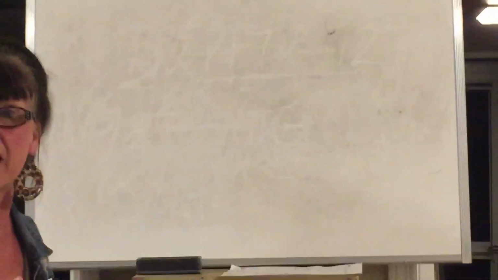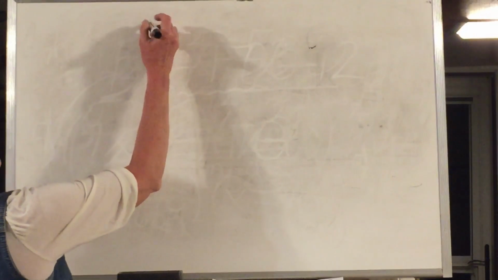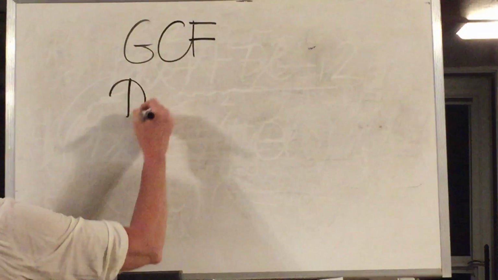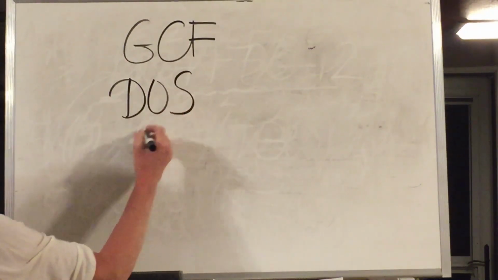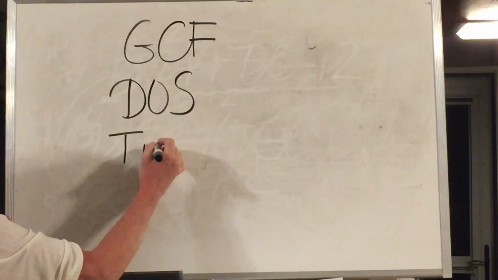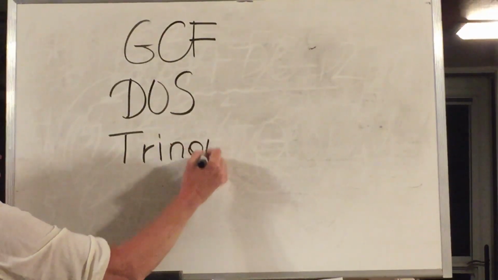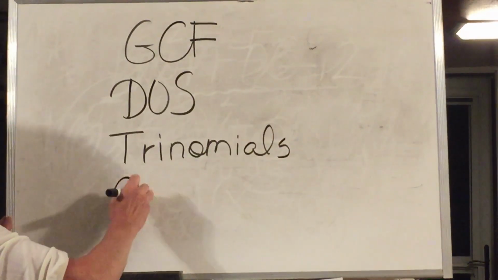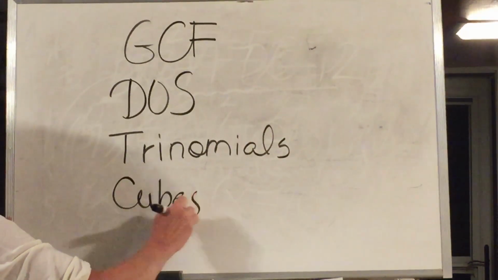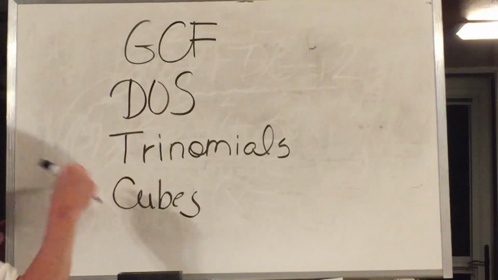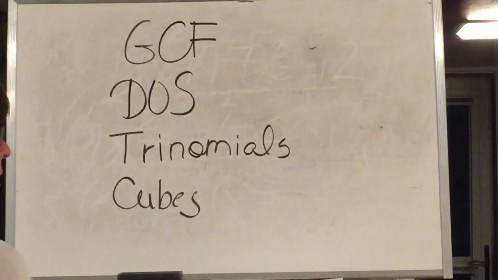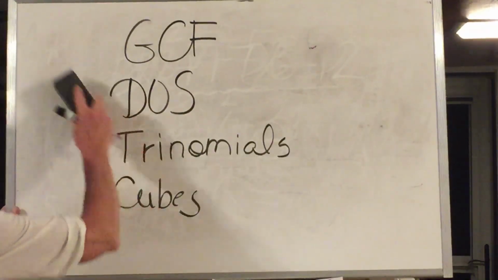All right, so there's 4 kinds of factoring that we've covered. The first kind was called GCF. The second one, difference of squares. The third one is trinomials. And the fourth kind is called cubes. So what I'd like to do is do one example of each one of those and then call it a day. Or actually call it a night. It's about 11:30.